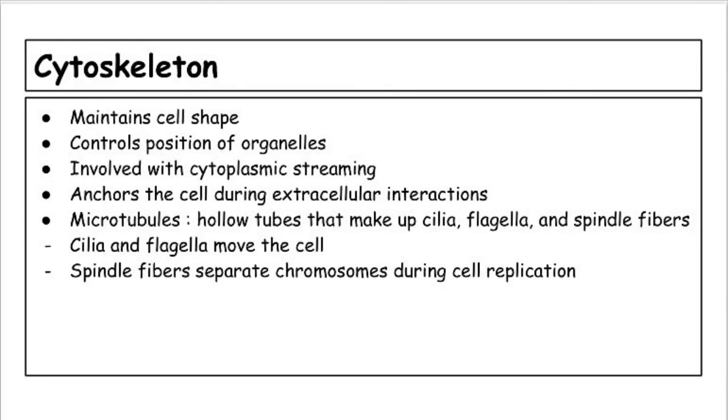The next organelle is the cytoskeleton, and it has two main functions, which are maintaining cell shape and controlling the position of organelles inside the cytoplasm. It is also involved with cytoplasmic streaming, which is the flow of cytoplasm inside the cell, and it also anchors the cell by interacting with extracellular elements. A major component of the cytoskeleton is the microtubule, and it is basically a hollow tube that makes up cilia, flagella, and spindle fibers. Cilia and flagella are motor proteins that move the cell, and spindle fibers are important in mitosis and meiosis because they separate chromosomes during cell replication.